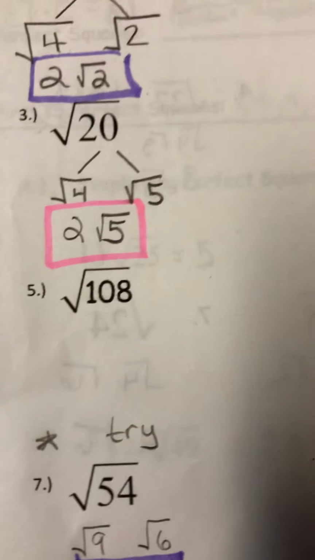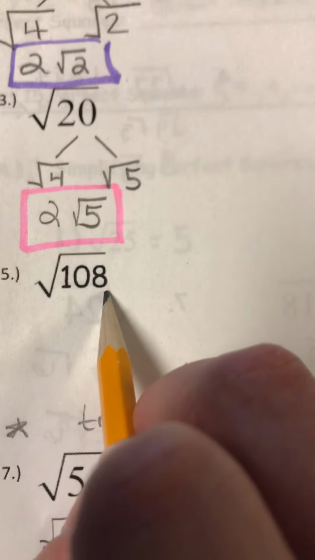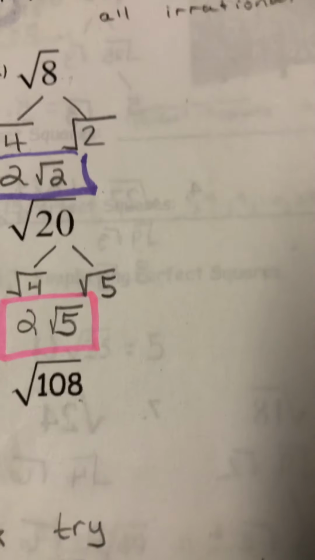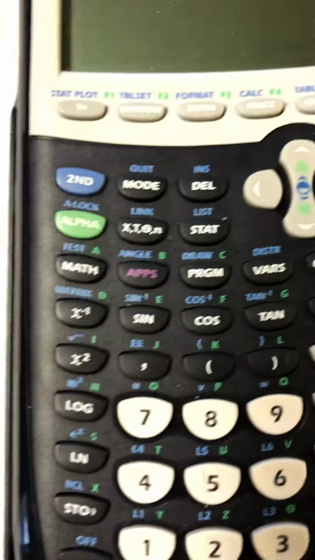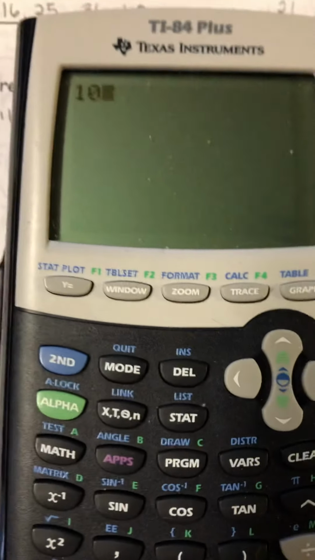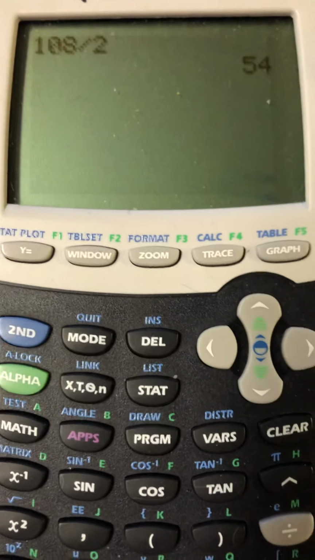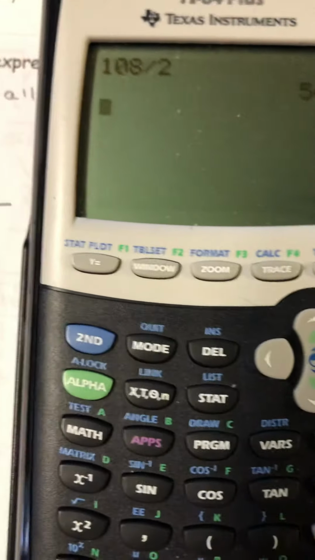Now number 5, so let me go through this here with you. Gosh, that's an even number, right? It ends in an 8. So if you take your calculator out, and I know you may not have a calculator, that's okay. Even if you use your cell phone calculator or basic 4 function, if you take 108 and divide by 2, because it is an even number, I get 54. 54 is not a perfect square.